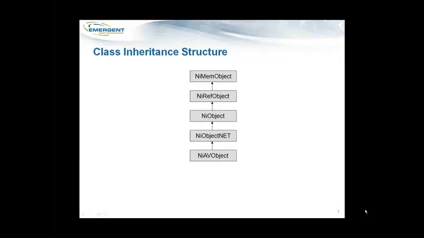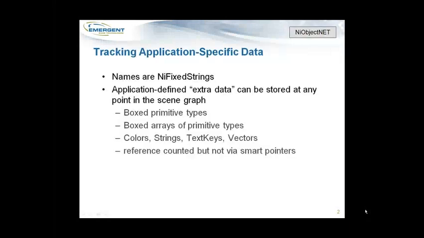The fourth layer of the Gamebryo inheritance structure is NIObjectNET. NET stands for names, extra data, time controllers. Every NIObjectNET has a name, and a name is a fixed string. Fixed strings are stored in a shared common area of your application. Any particular string exists exactly once. So the word node would exist exactly once in that shared string area.